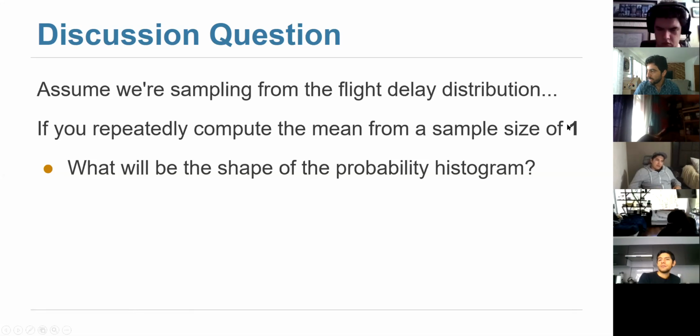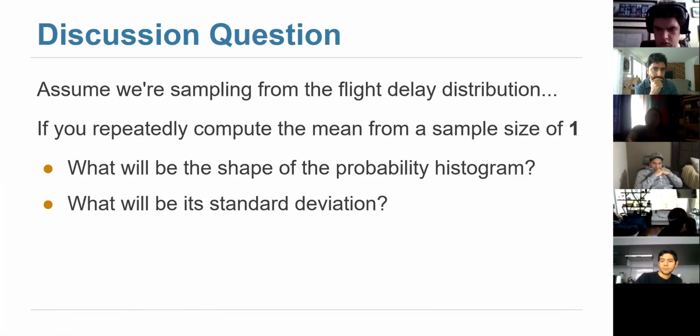If I go to my population, I take 1 sample, then I calculate the mean. I take another sample. The mean would be exactly the same value because it's just one value. So I'm going to do that like 10,000 times. What will be the shape of the probability histogram, and what will be its standard deviation? That's the whole question. Any idea, any insight?